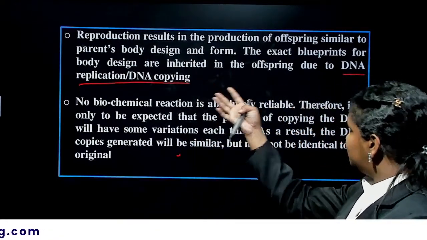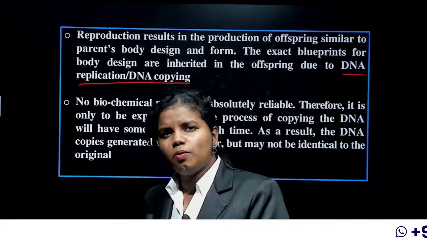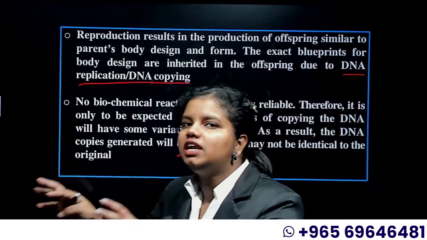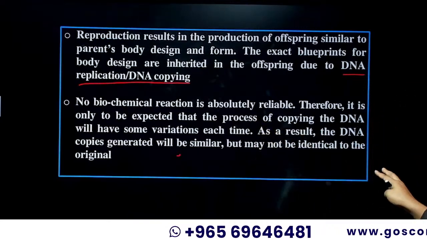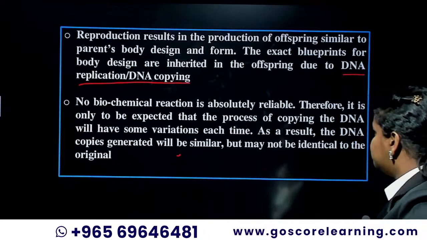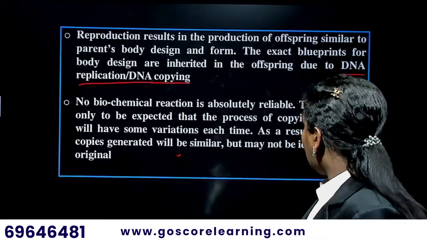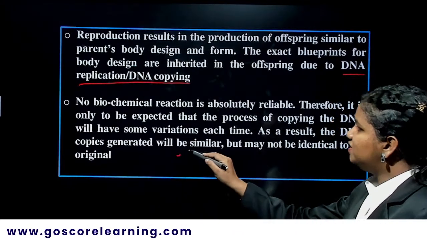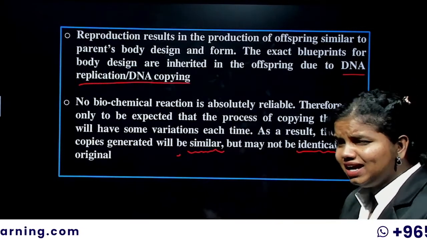In the first sentence, just explain that DNA replication or DNA copying is a mechanism where the parent's DNA is replicated to the offspring. That's it. No biochemical reaction is absolutely reliable. We already said it in the previous answer. The same thing. So this process is not perfectly accurate. As a result, the DNA copies generated will be similar, but they may not be identical. So again, the same thing.